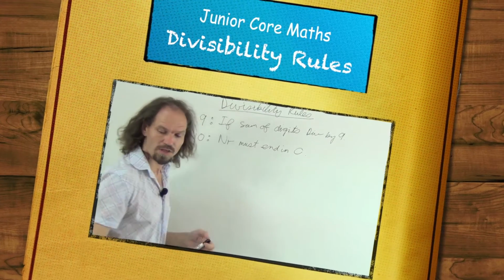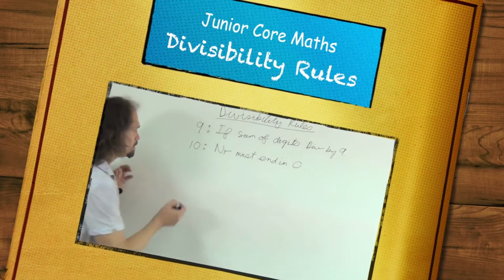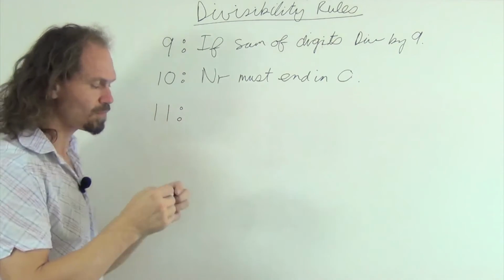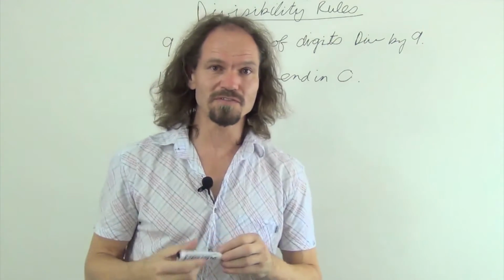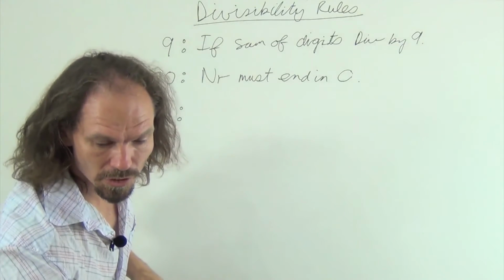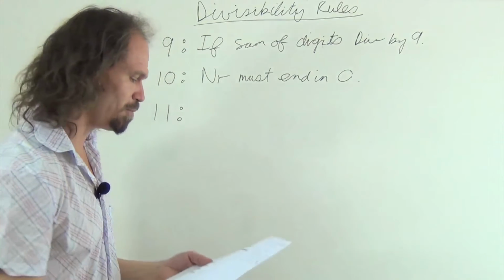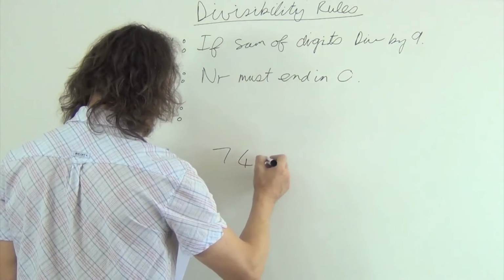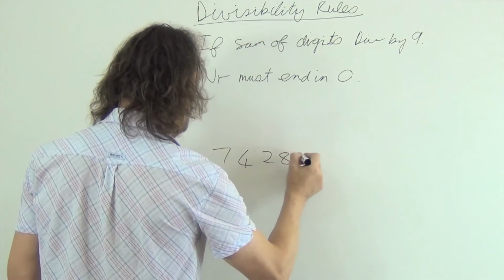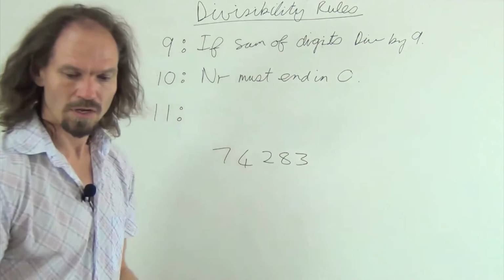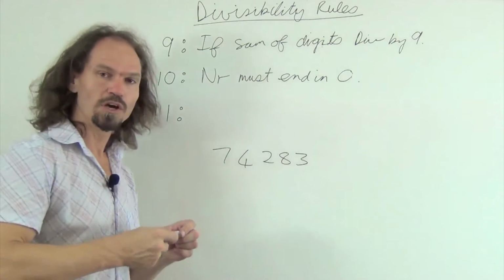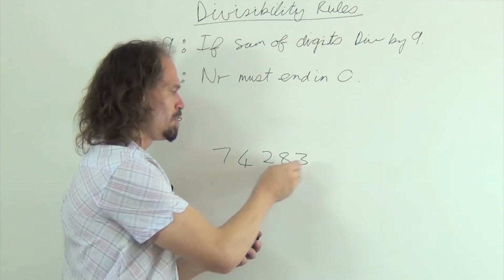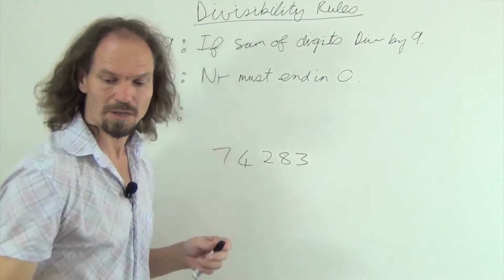Right. Then we get to the last one we're going to do, which is divisibility by 11. To test whether a number is divisible by 11, let's show you by doing an example or two. Let's look at the numbers 7, 4, 2, 8, 3. Now, what we do is we find out what the difference is between all the odd numbers.